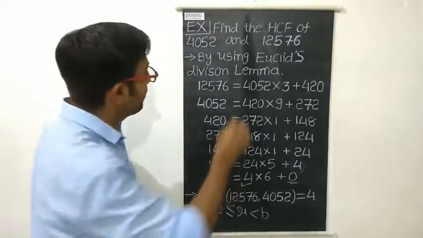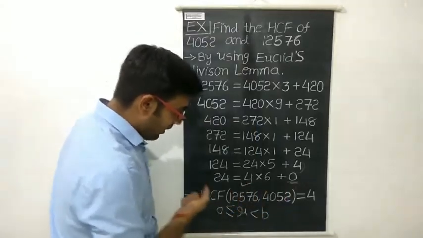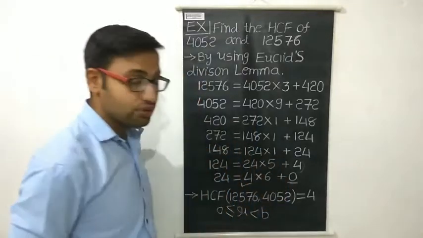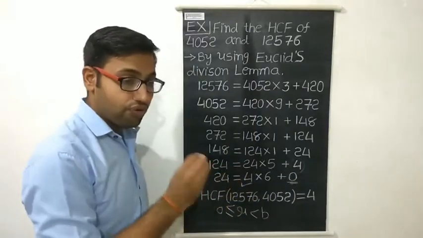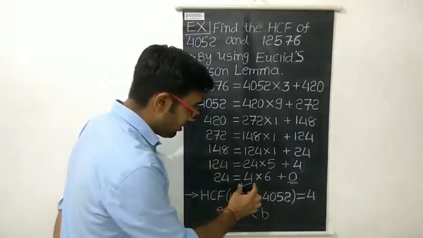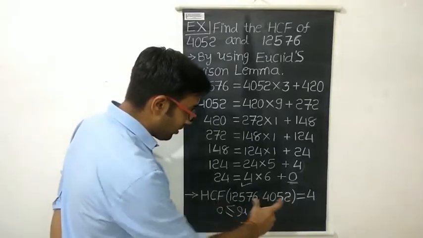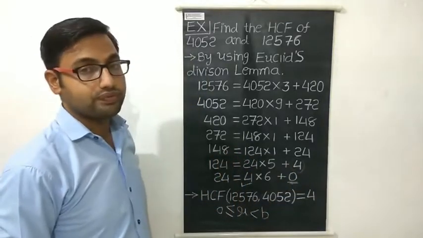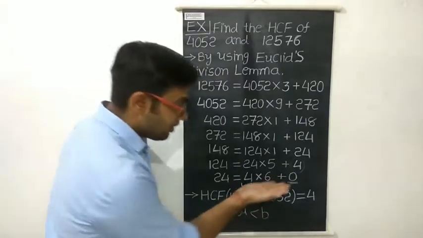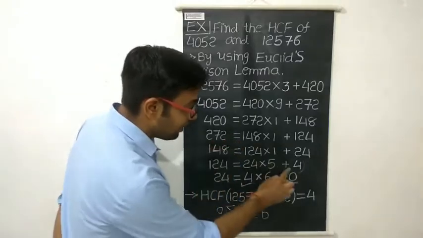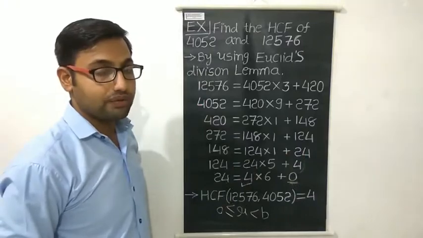What do we have to find out? We have to find out the HCF. So what will be the HCF? At the step where we get the remainder equal to 0, whatever is the divisor, whatever is the b, that will be the value of the HCF. So we can write that the HCF of these two numbers is equal to 4. In other words, whenever the remainder becomes 0, the remainder in the previous step will also be the HCF of these two numbers.